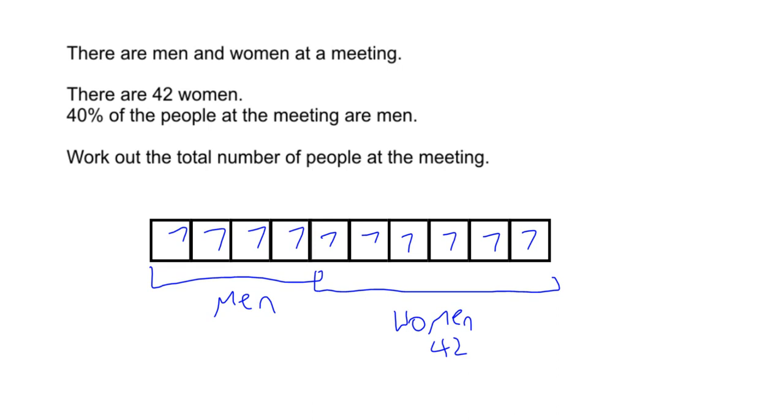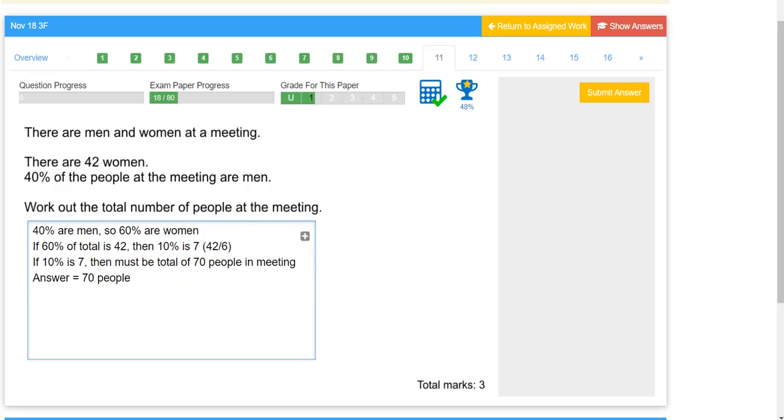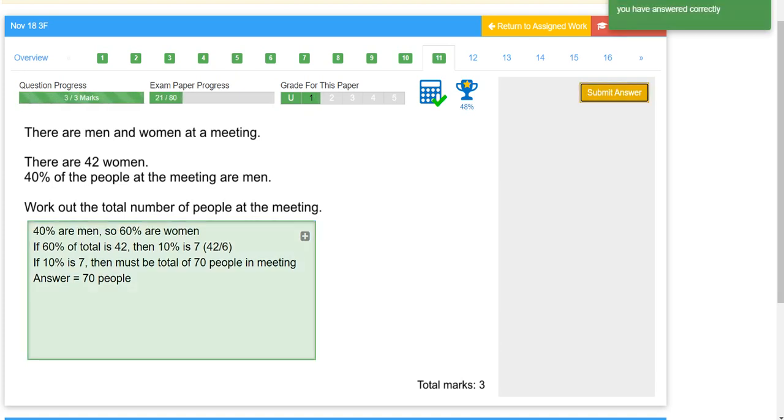And then I'll write it up in MathsWatch. So there I've written out in words what we did. 40% men, 60% women, 10% is 7 people, 70 people, and there we go.